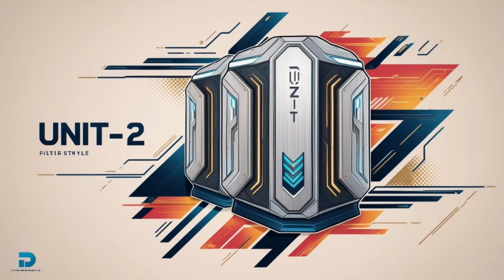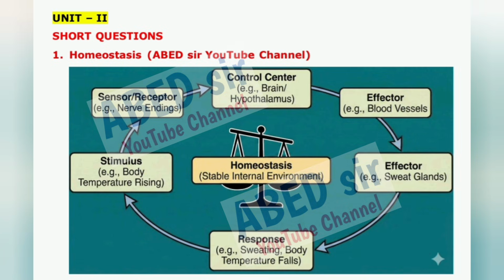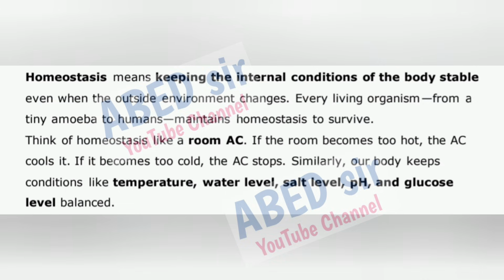Unit 2, first important short question is Homeostasis. Homeostasis means keeping the internal conditions of the body stable even when the outside environment changes. Every living organism, from a tiny amoeba to humans, maintains homeostasis to survive. Think of homeostasis like a room AC. If the room becomes too hot, the AC cools it. If it becomes too cold, the AC stops. Similarly, our body keeps conditions like temperature, water level, salt level, pH, and glucose level balanced.